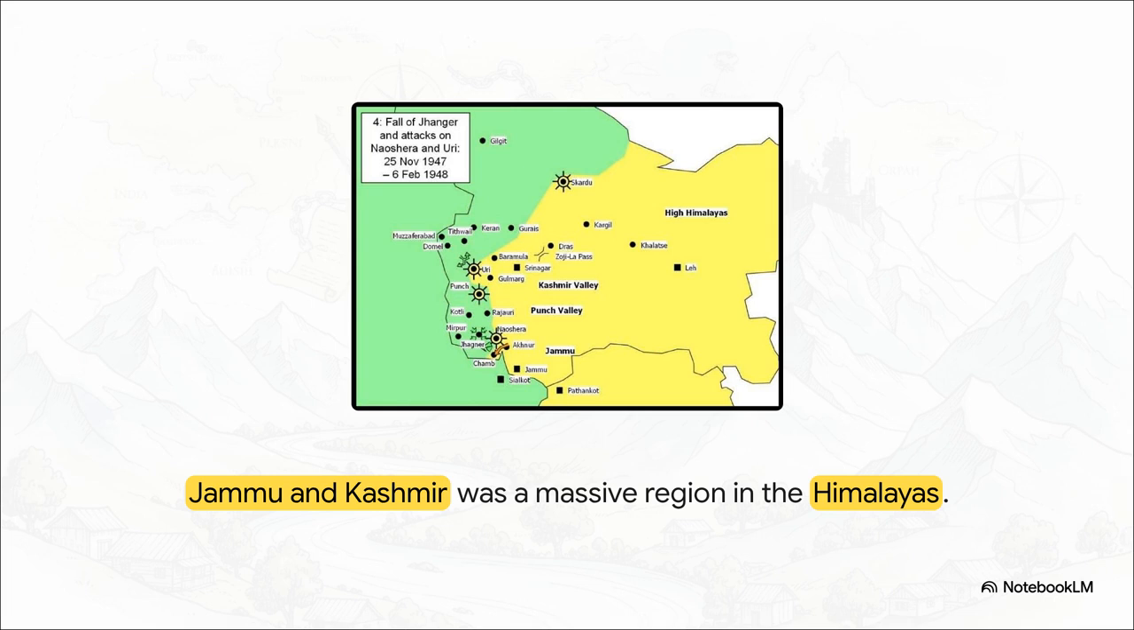What's absolutely crucial to grasp here is the sheer scale of the place. It was the largest of all the Indian princely states before independence. We're talking over 222,000 square kilometers. To put that into perspective, that is roughly double the size of Denmark, the Netherlands, Belgium, and Luxembourg combined. Just a massive, sweeping expanse of territory dominating the high Himalayas.